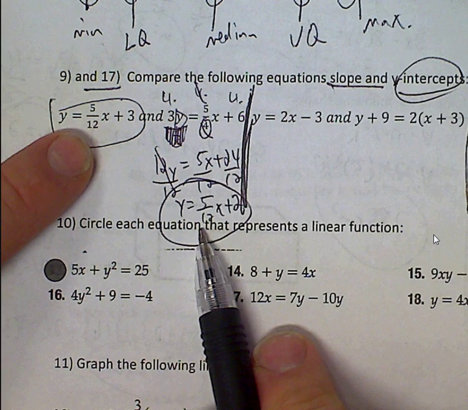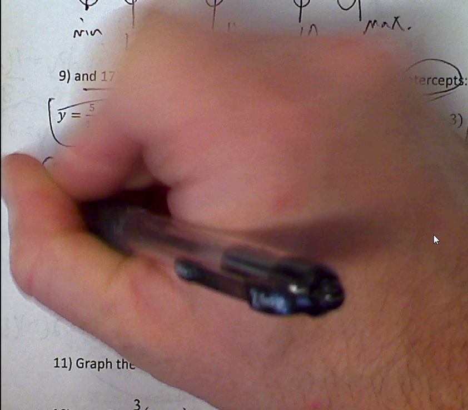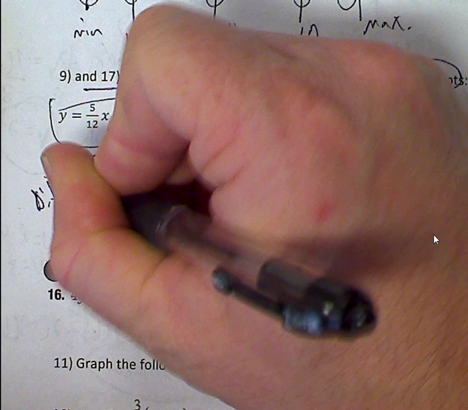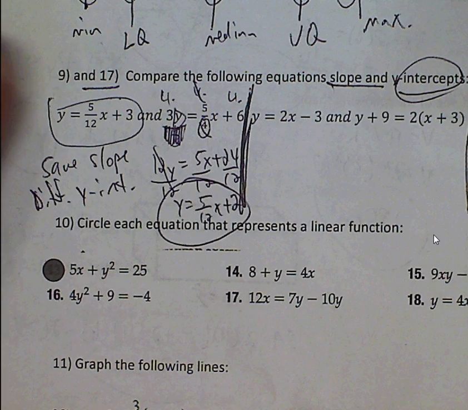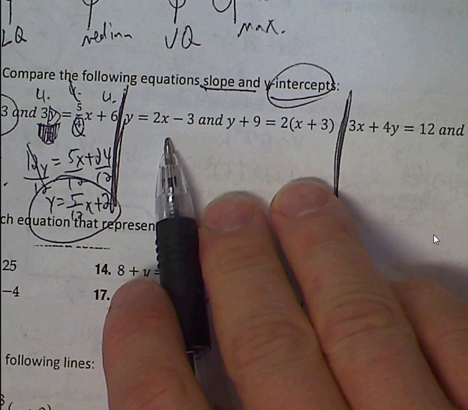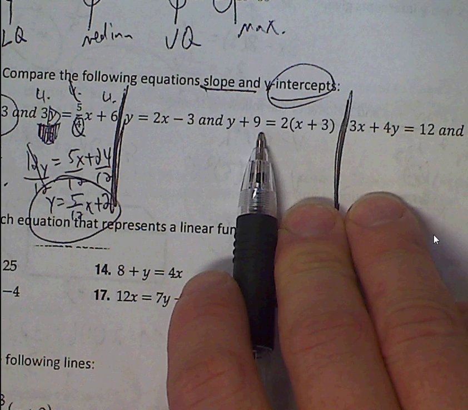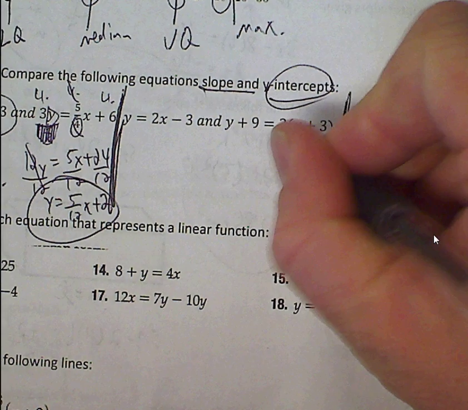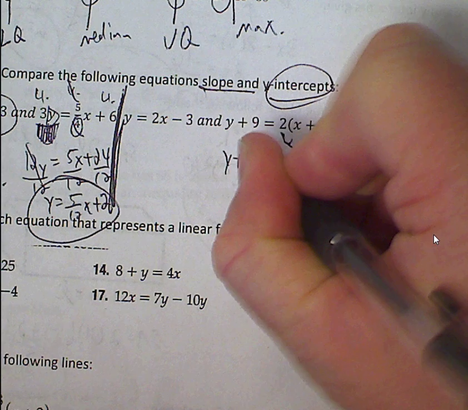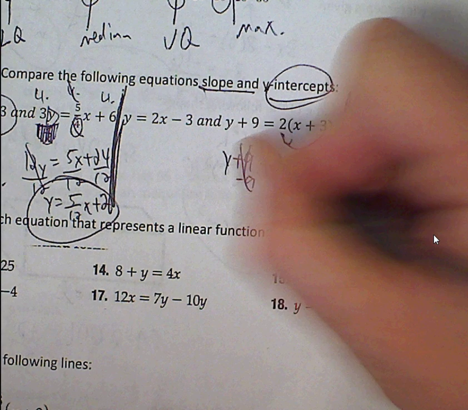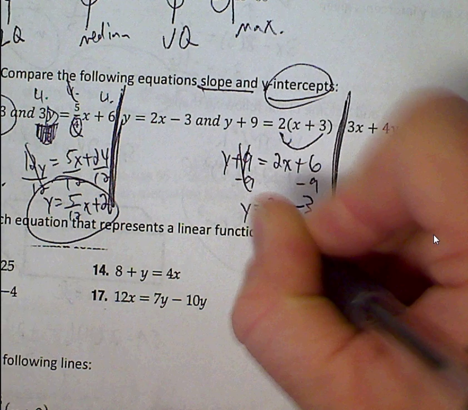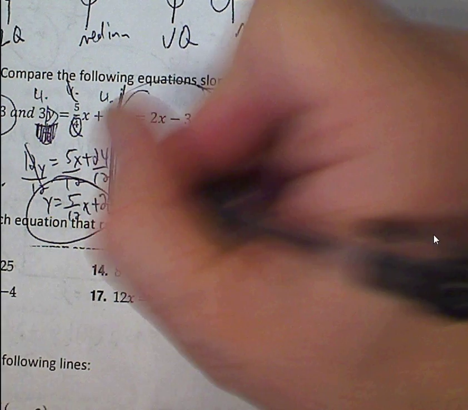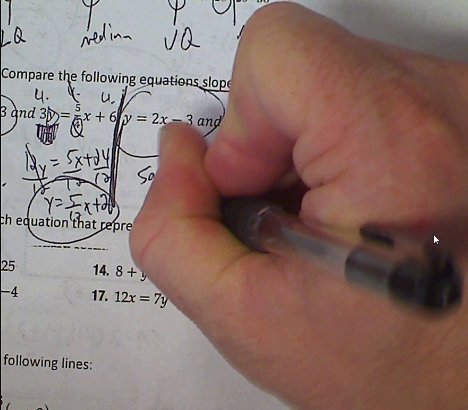So what's different about these two equations? Same slope, different y-intercept. That's what I would say. So if we go to the next one, y equals 2x minus 3, y plus 9 equals 2 parentheses x plus 3. So I have to distribute first. y plus 9 equals 2x plus 6. Subtract 9. And I got y equals 2x minus 3. So I got 2x minus 3, 2x minus 3. This is the same line.